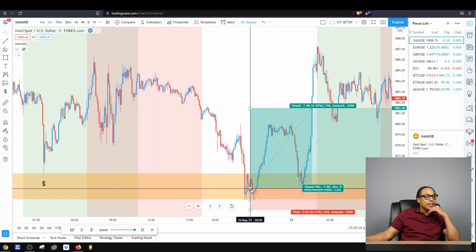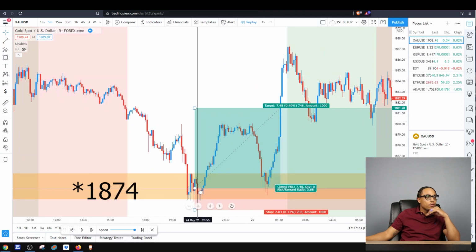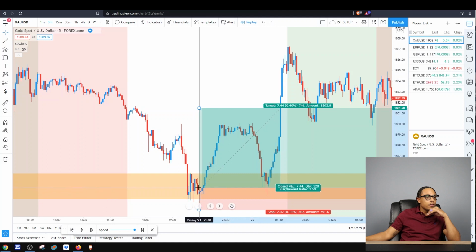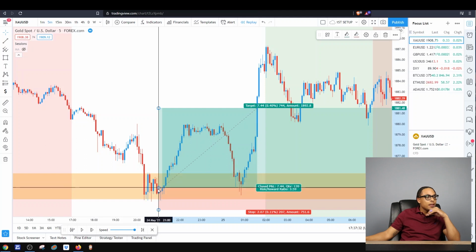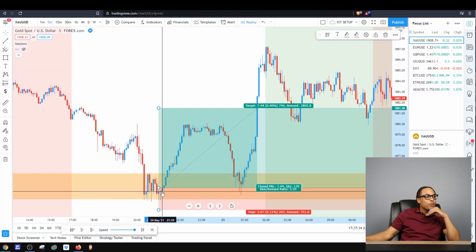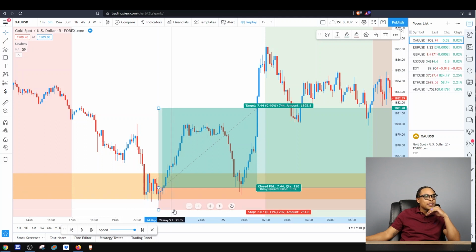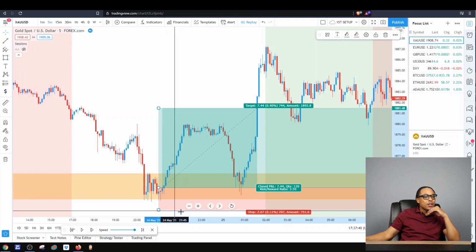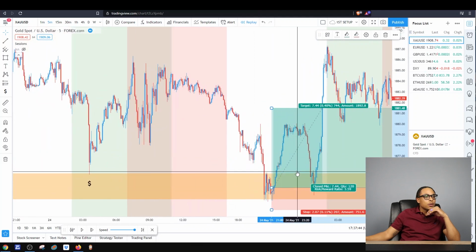So I basically got in when it created at 174, whatever that is, like right here. When I seen it created some support here, and then it rose up, came back down, then started rising again, that's when I shot the shot and got in, put my stop here at like 1871, about a 20 pip stop loss, and basically rode it up.